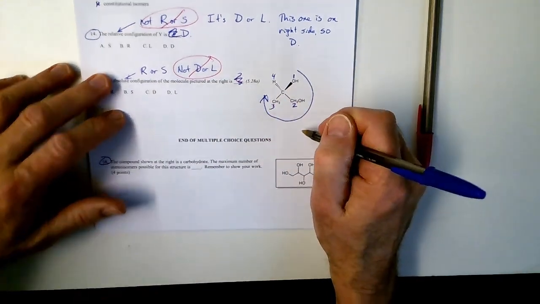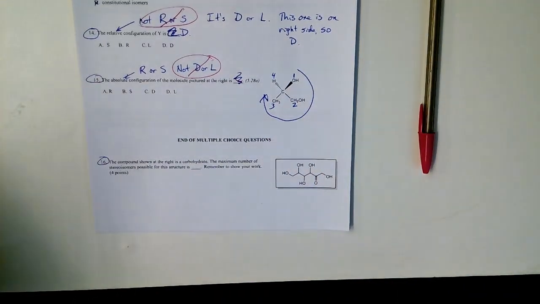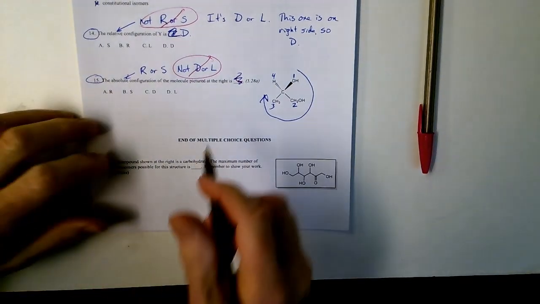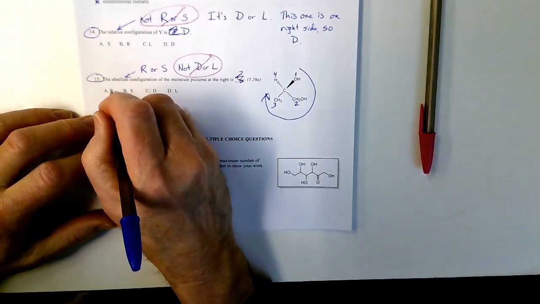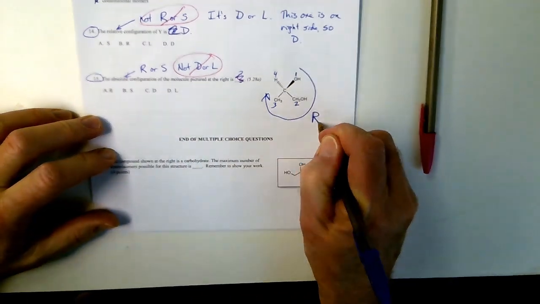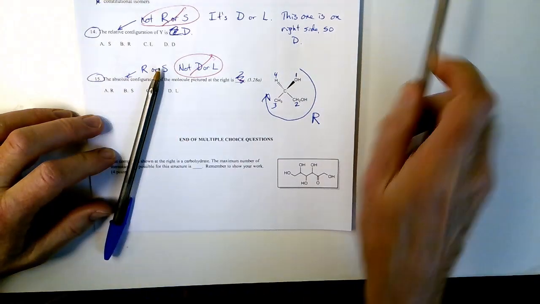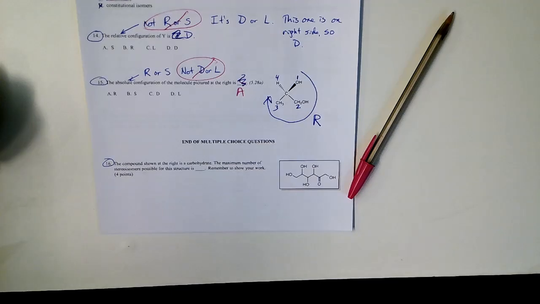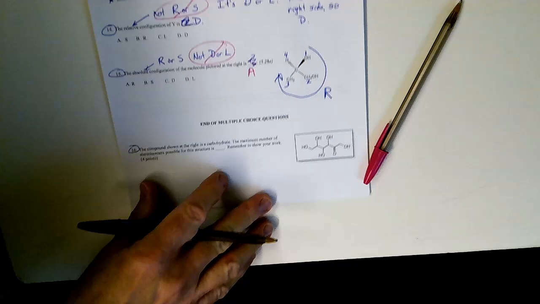So it's that direction, and what would you call that? R or S? Yeah, it'd be R. So let's see, of the list, label that. So this would have to be A. Choice A is R. Please not C or D. It's not D or L. Stay clear out of that territory.